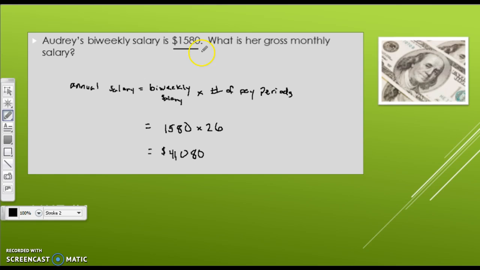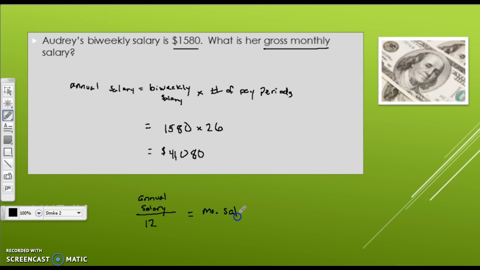So now I'm going to go back up here and see what they were asking me. We need to find her gross monthly salary. Well, how do I find out how much she makes per month? I'm going to take the annual salary and divide it by 12, which is the number of months, to get her monthly salary.